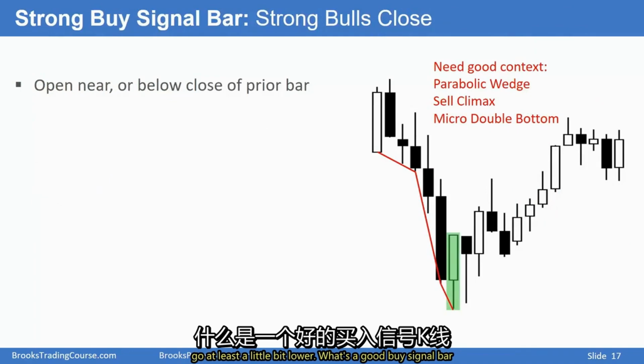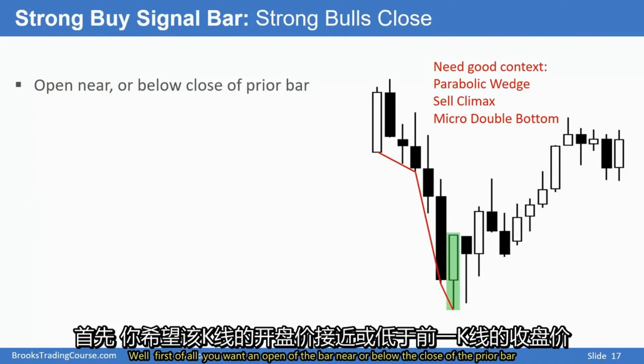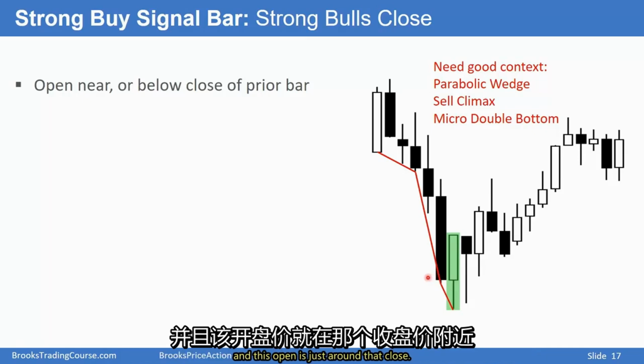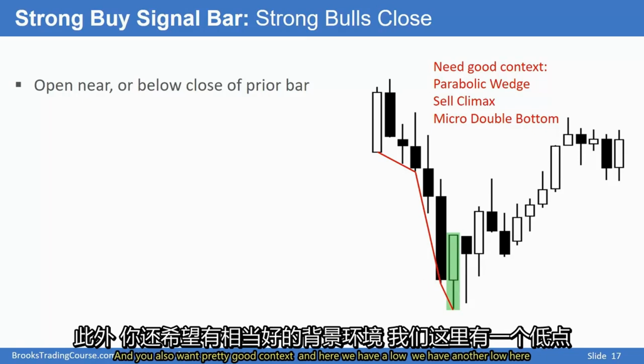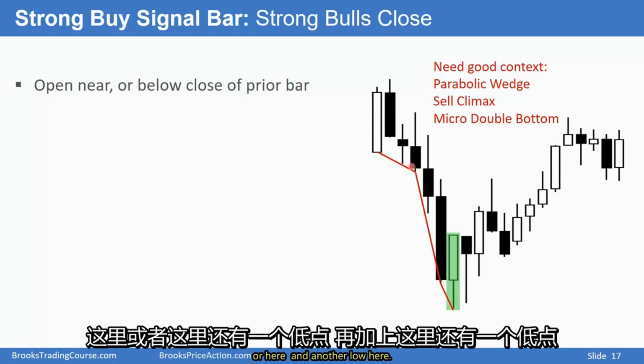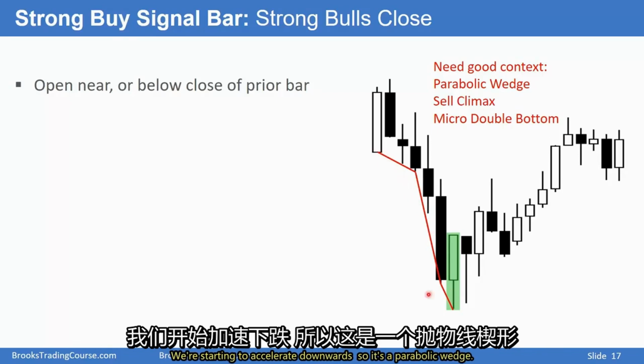What's a good buy signal bar? Well, first of all, you want an open of the bar near or below the close of the prior bar, and this open is just around that close. And you also want pretty good context, and here we have a low, we have another low here or here, and then another low here. We're starting to accelerate downward, so it's a parabolic wedge.